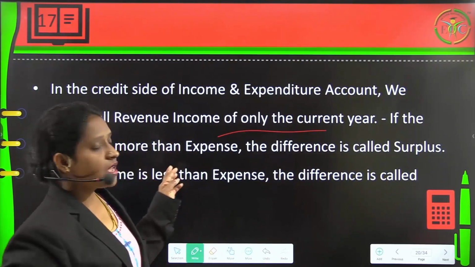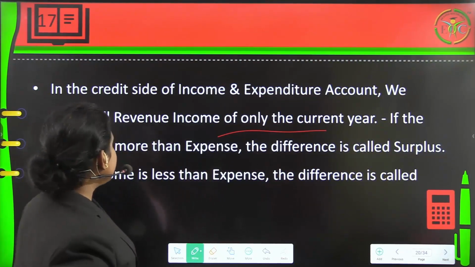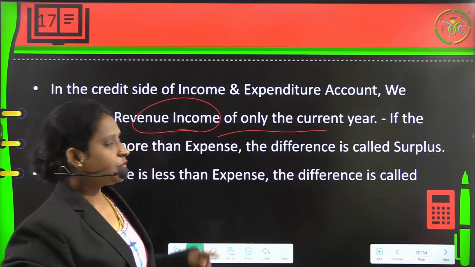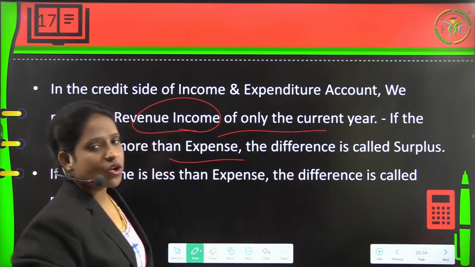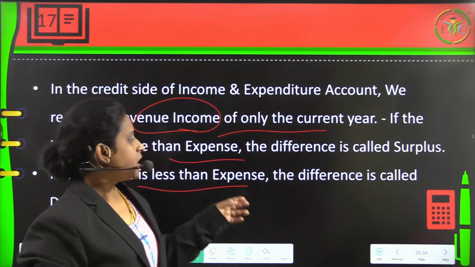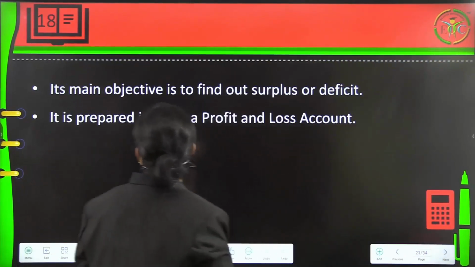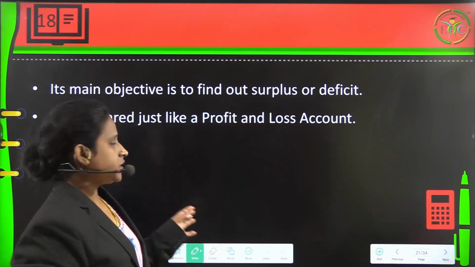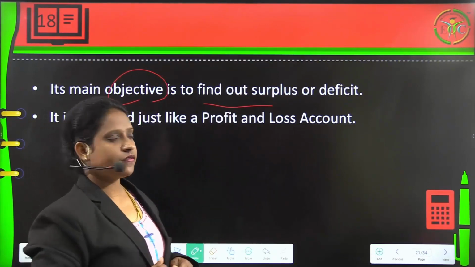So we can also understand that in the credit side of the income and expenditure account, we record all kinds of revenue income of only the current year. If the income is more than expense, the difference is what we call surplus. If the income is less than the expense, the difference is what we call deficit. Its main objective is to find out surplus or deficit.